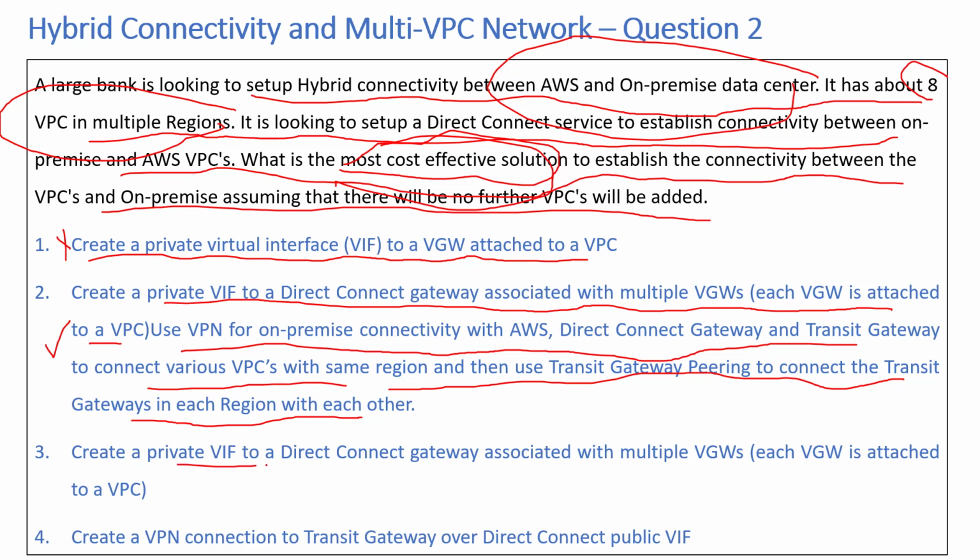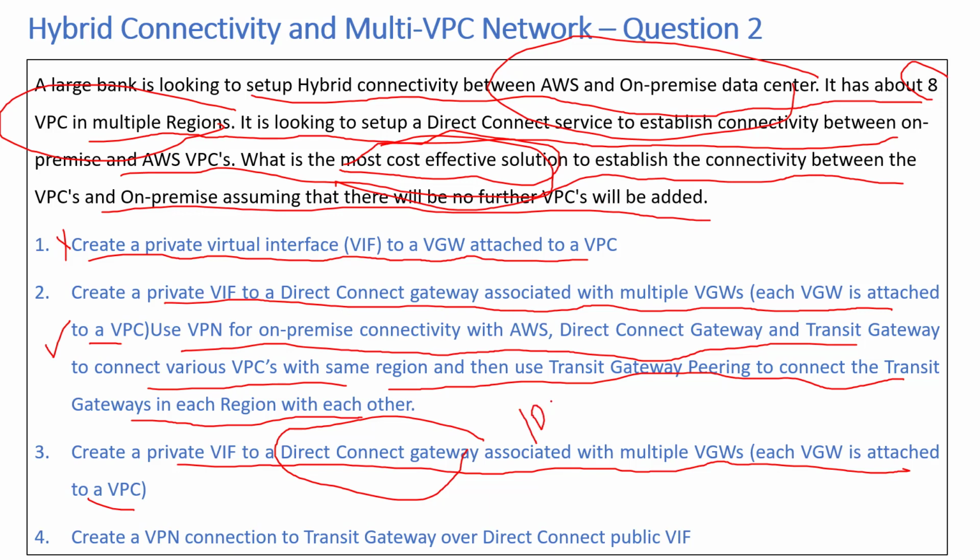Create a private VIF to a Direct Connect gateway associated with multiple VGWs. Each VGW is attached to a VPC. So now this is an interesting solution. So with Direct Connect gateway you can connect across regions. That's a great strength of Direct Connect gateway. You don't really need a transit gateway, and you can use a Direct Connect gateway across regions. But it has a limitation, and the limitation is that you cannot have more than 10 VPCs. If you have more than 10 VPCs, then it will not work.